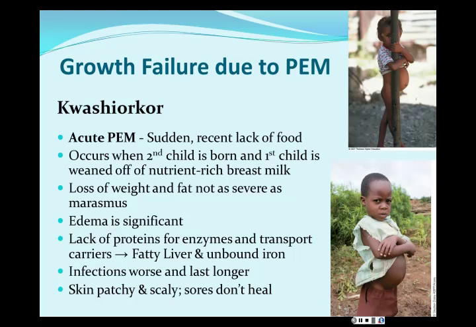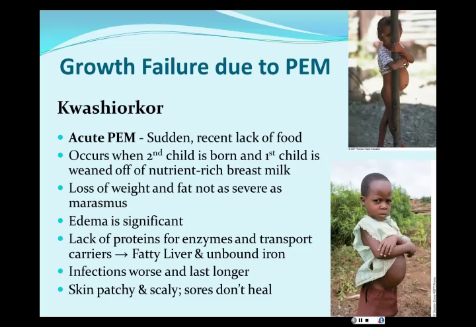So when a mother has been nursing her first child, and then she's pregnant, she continues nursing that first child. When she has the second child, she weans the first child and puts the second child on the breast for breast milk. The first child suddenly switched from more of a nutrient-dense, protein-rich breast milk to a starch, protein-poor cereal. A lot of times soon they'll become sick. And kwashiorkor, it's more acute short-term, but it can lead to death.